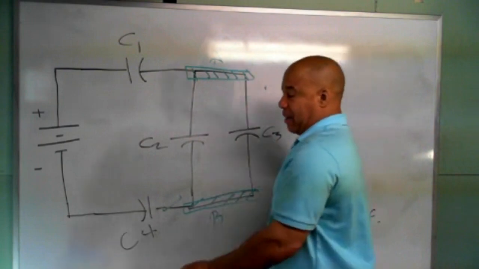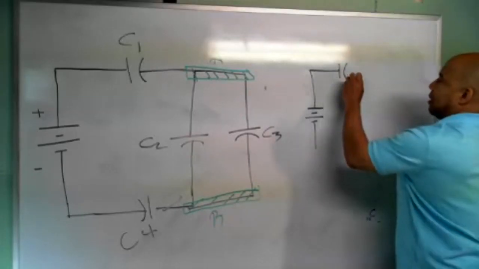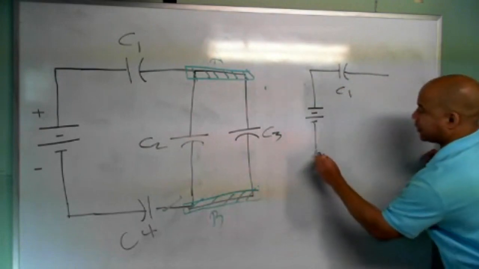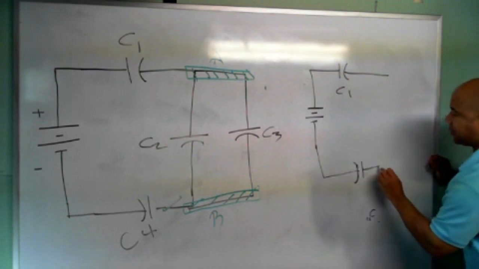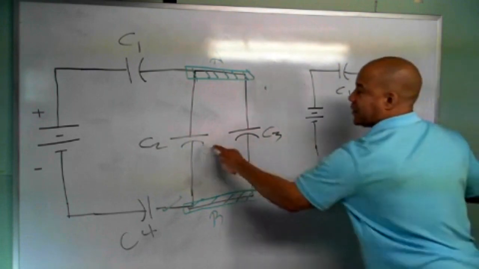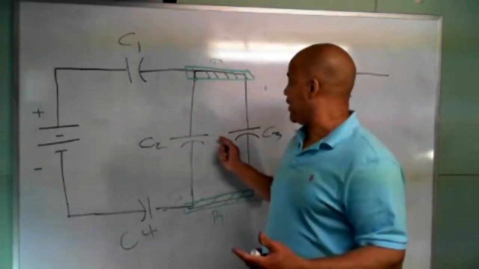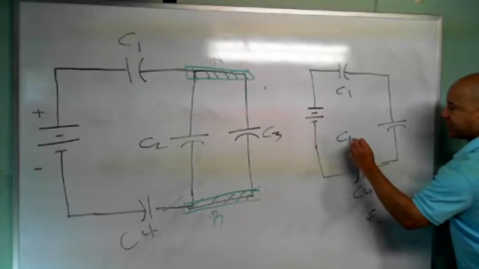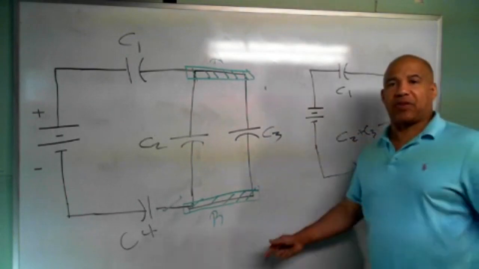Now remember, when I combine them, I'm going to get an equivalent circuit. C1 is still here. C4 is still there. But these two are in parallel. Remember, capacitors in parallel, you add them. So whatever this is, you add them up. This would be C2 plus C3 for that value. And then you got the same problem we just got through doing.